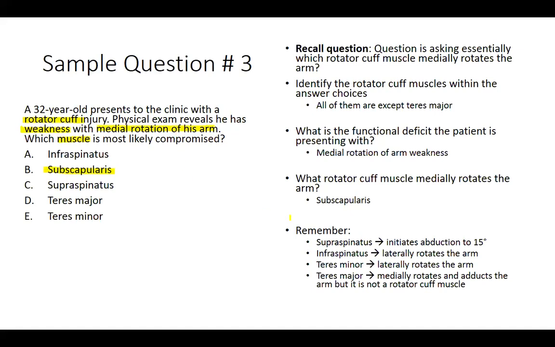So when you look at this, you can do it 2 ways again. You can go by recall and say, okay, I know what rotator cuffs they are. You can eliminate the one that's not a rotator cuff, in this case teres major. Then you can look at the functional deficit and figure out which one does medial rotation: subscapularis. If you don't know that, then again, process of elimination. You want to remember what the others do. Supraspinatus initiates abduction to 15 degrees. That is a rotator cuff. Infraspinatus and teres minor, both rotator cuffs on the posterior side, laterally rotate the arm. So obviously those are not the answer because they're not medially rotating the arm.